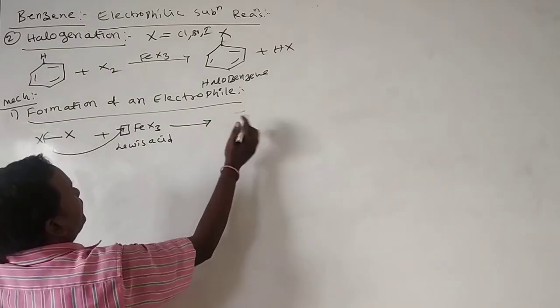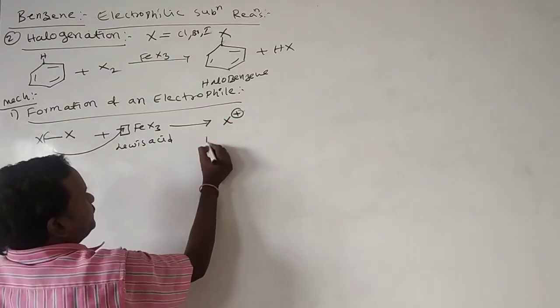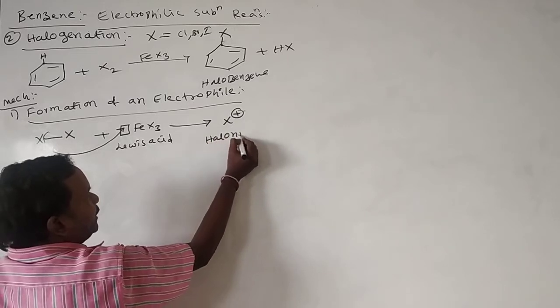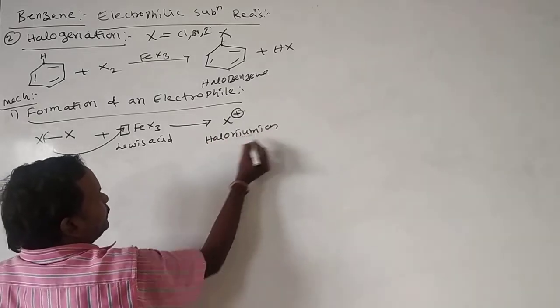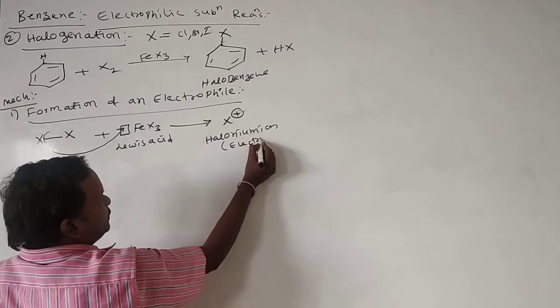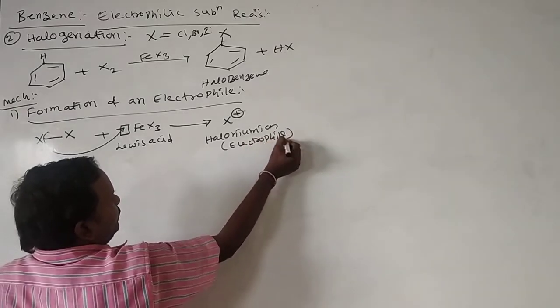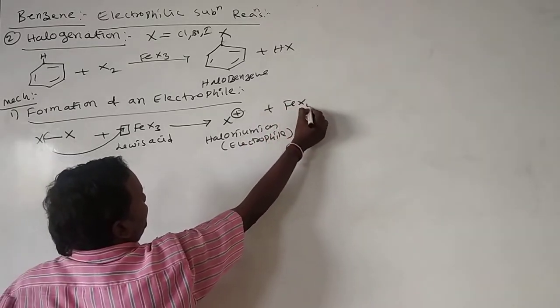X plus. This is what we call the halonium ion. This halonium ion is the electrophile, plus FeX4 minus.